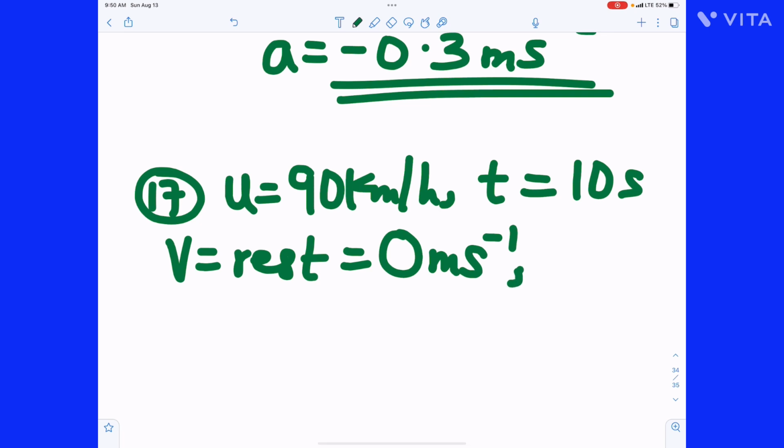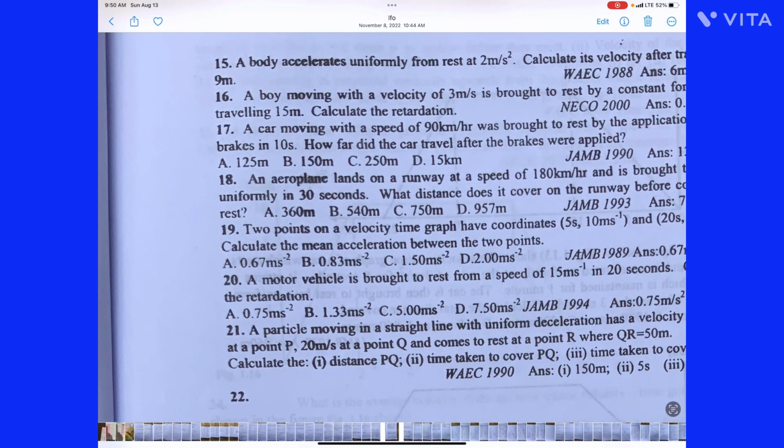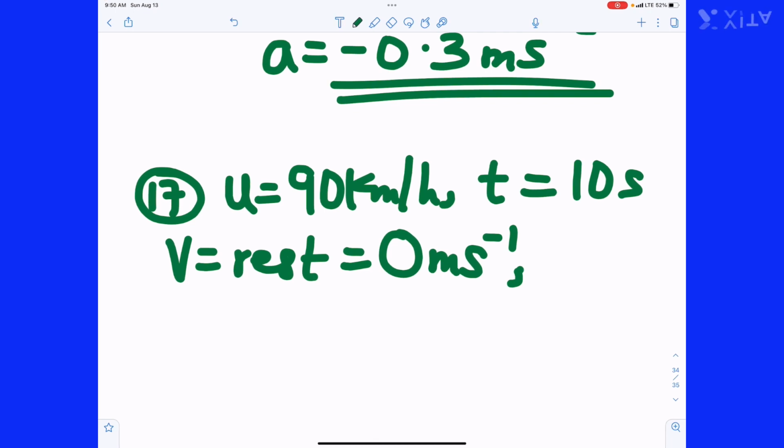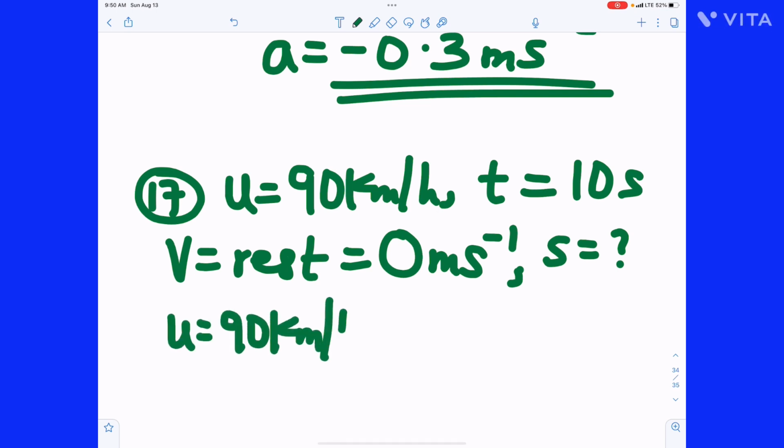Now, the question says, how far did the car travel after the brakes were applied? How far did it travel after the brakes were applied? So we are looking for distance traveled. Now U is 90 kilometers per hour.